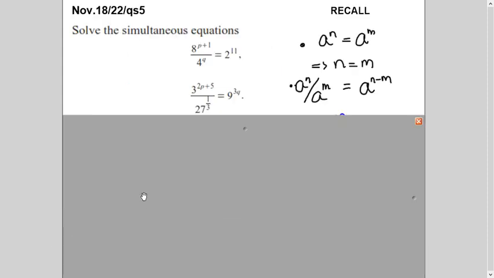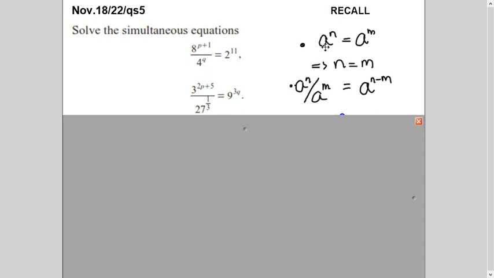Now let's see the second question, in which exponential equations are given to you, right? Now when you are solving exponential equations simultaneously, meaning you have to find the values of p and q, remember this rule.